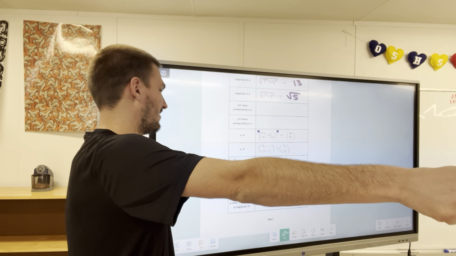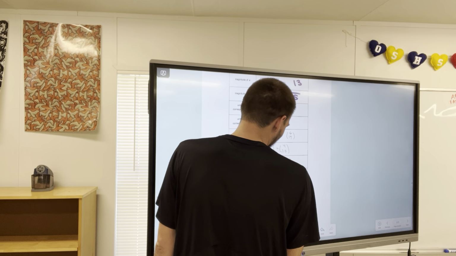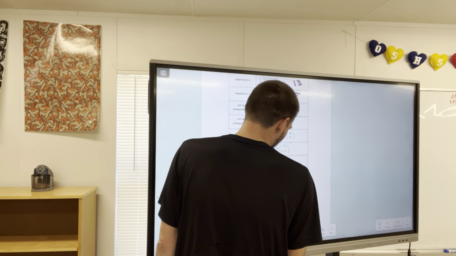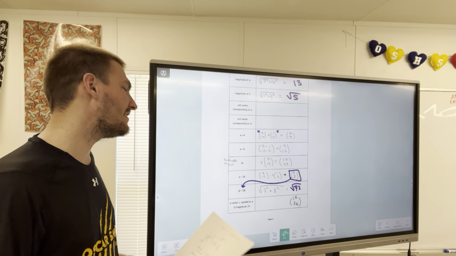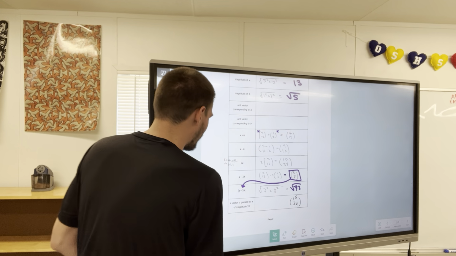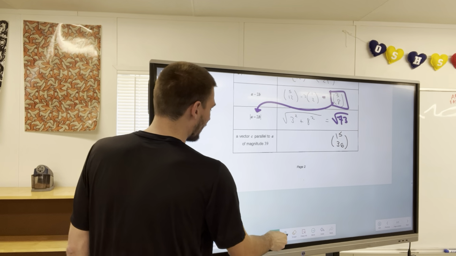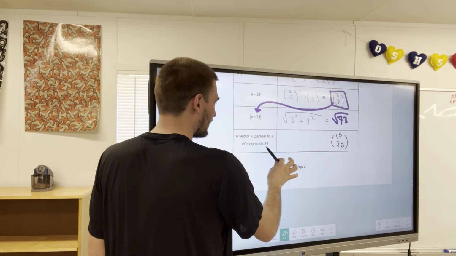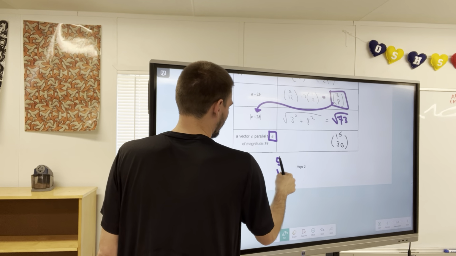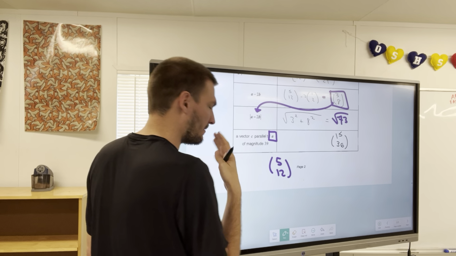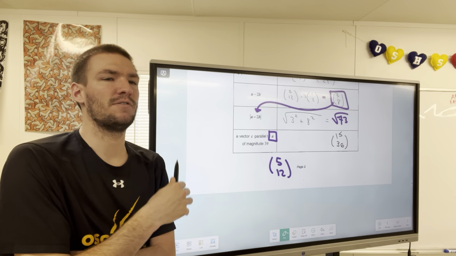What do you got? 15, 36. Oh my God. Yeah, of course. Nice job. It is 15, 36. Now, why 15, 36? Well, this question says that it needs to be parallel with A. That basically means that we need to be thinking about A, which is 5, 12. We need to be in the same direction as A, which is 5, 12. We need to have a magnitude of 39.